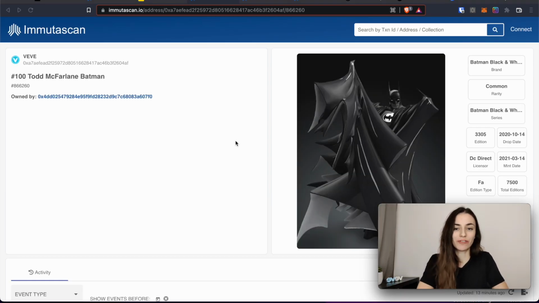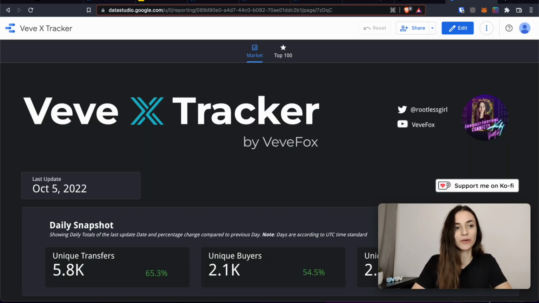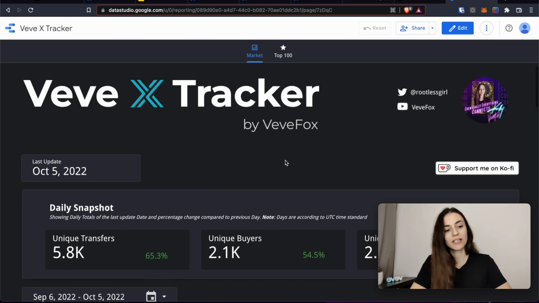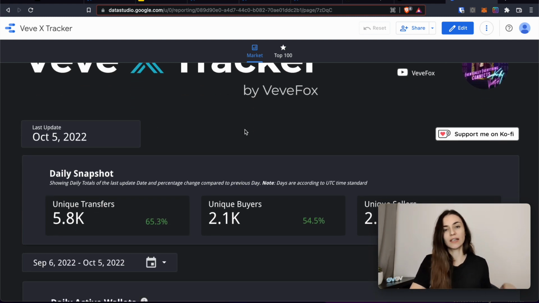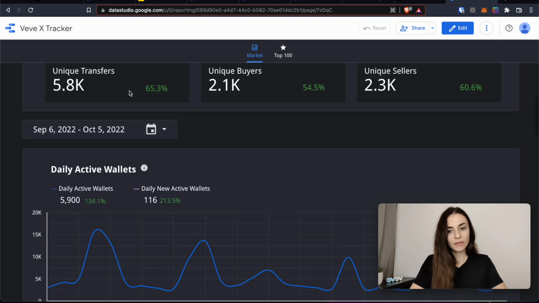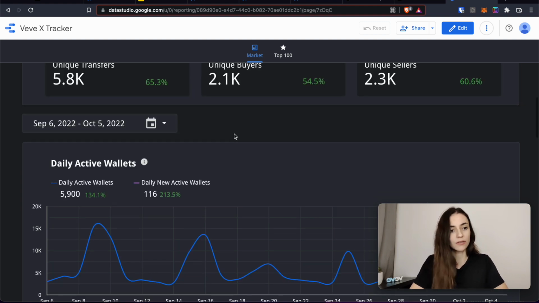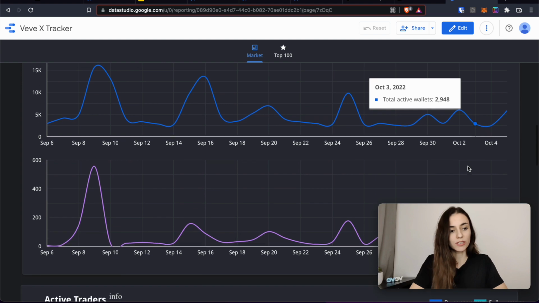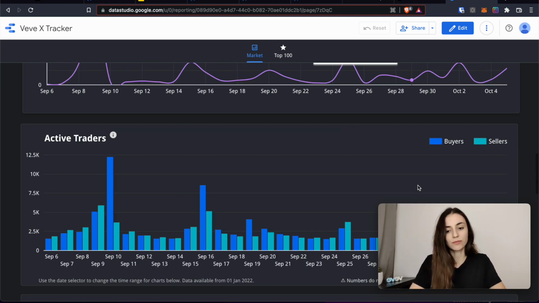Okay, so now that we've covered that and what kind of metadata we actually have now, let's get to the interesting part, what I am super excited about: what kind of possibilities this means for what we will be able to track in the future. So as you know, I've built this VeveXTracker. Here I use the ImmutableX API and I get their data. And for those of you who know, at the moment I track the daily number of transfers or sales, the number of daily active wallets, the number of new daily active wallets and all that.